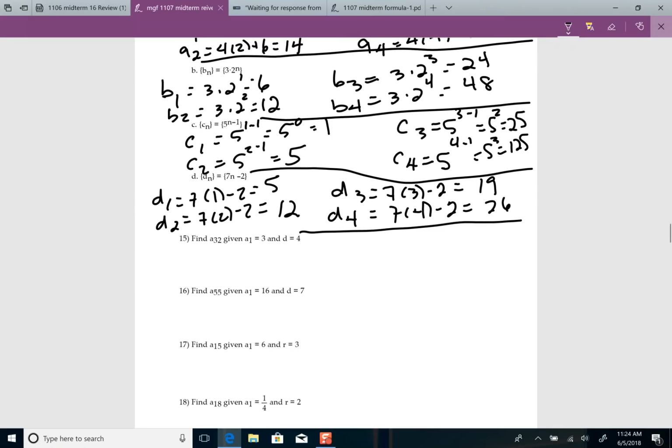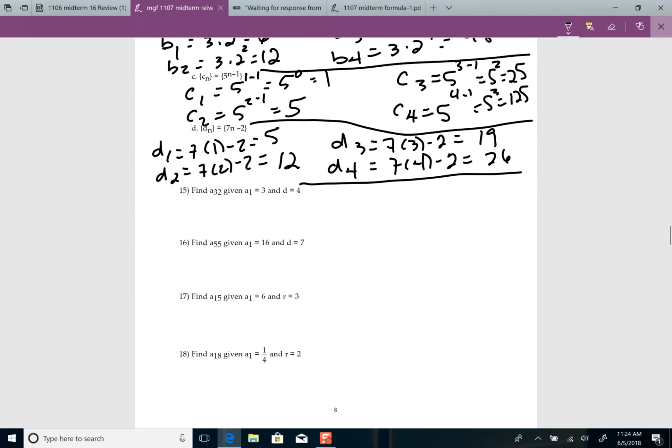Alright, now when we get into these 15, 16, 17, 18, you may need to go back and reference the midterm formulas to make sure you have it out. So it says find A32 given A1 is 3 and D is 4. So I'm using the formula A sub n. So here's A sub 32 is the first term plus n minus 1, so this is 32 minus 1 times my difference of 4. So this is 3 plus 31 times 4. I got 127.